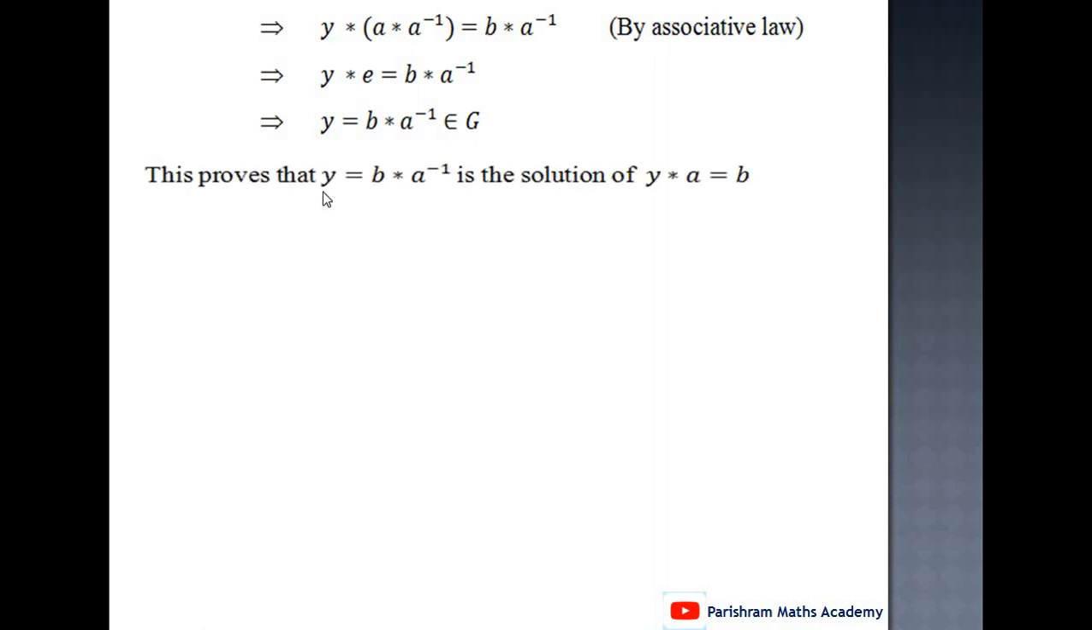It means Y equal to B star A inverse is a solution of the equation Y star A equal to B. It means Y star A equal to B has a solution in G, which is nothing but Y equal to B star A inverse.